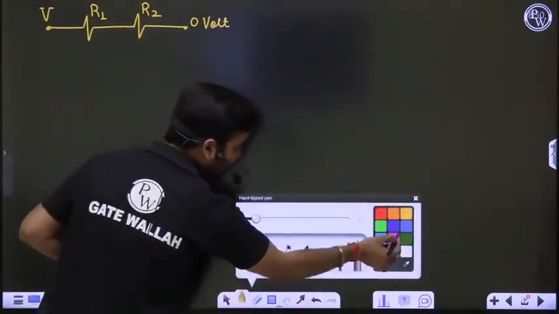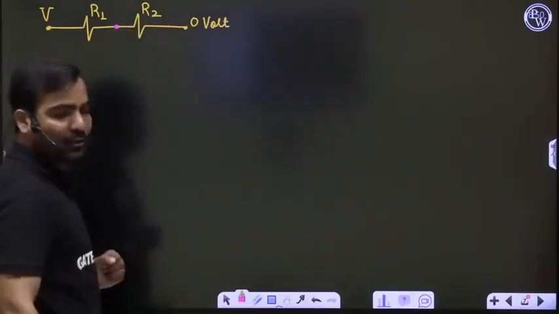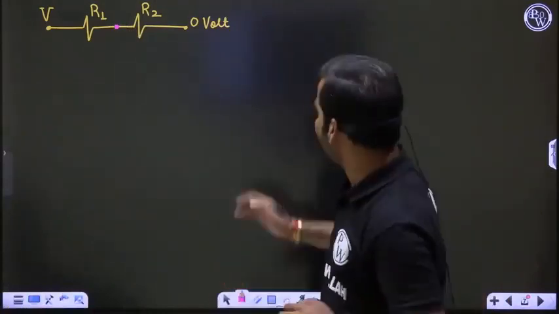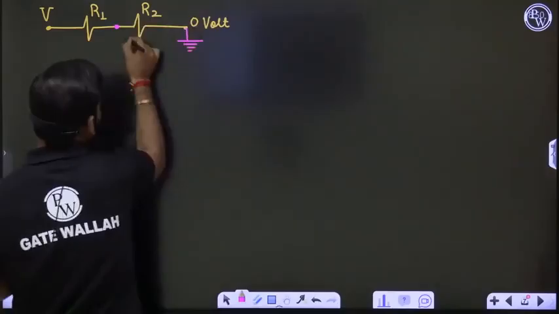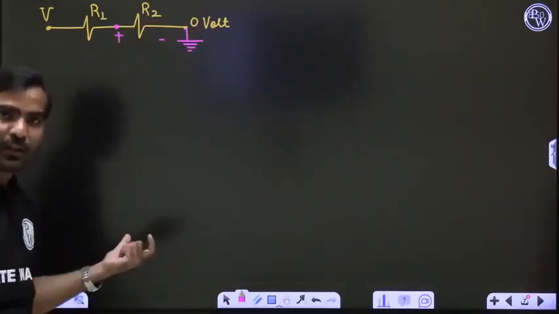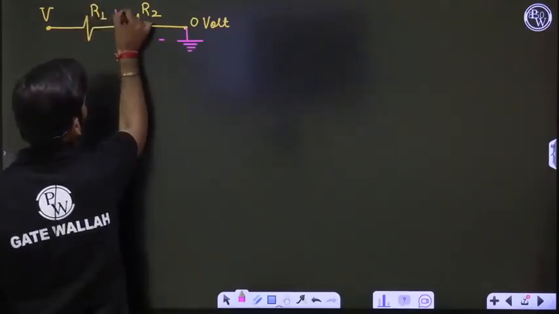Suppose I want to calculate this node voltage. What is the meaning of node voltage? Any node voltage is with respect to ground. Where is ground? Ground we are having over here. With respect to ground, what is the voltage of this node? That is nothing but VR2 only. So this node voltage, suppose I am calling this node as VP.